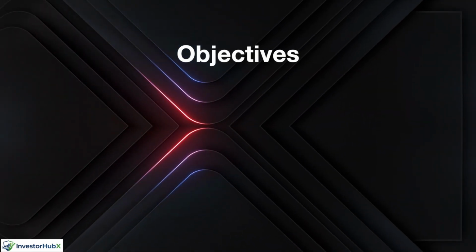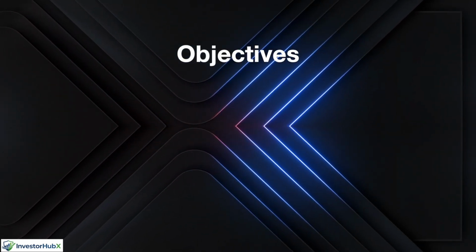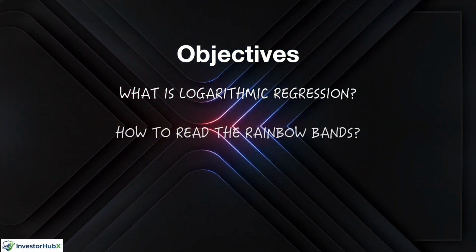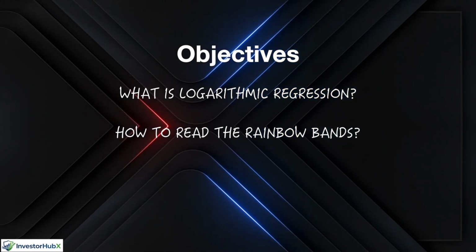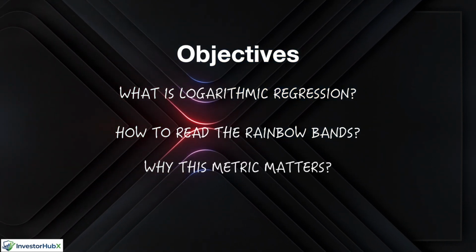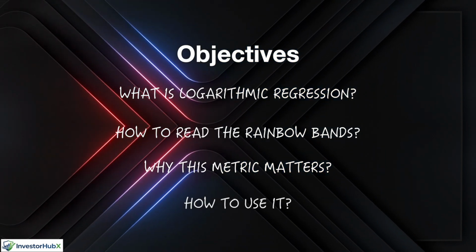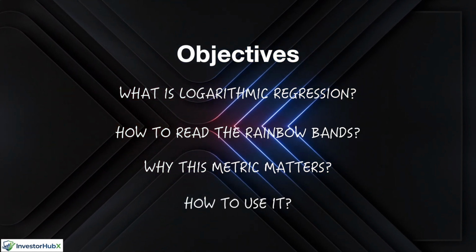In this video, we're going to cover 4 things. First, what logarithmic regression actually is. Second, how to read the Bitcoin rainbow band. Third, why this metric matters more than most people think. And finally, how to actually use it to make better decisions in the crypto market. Let's begin.